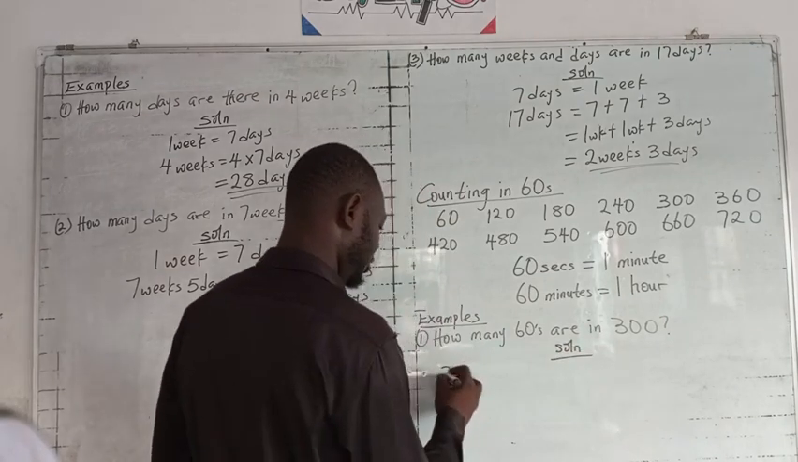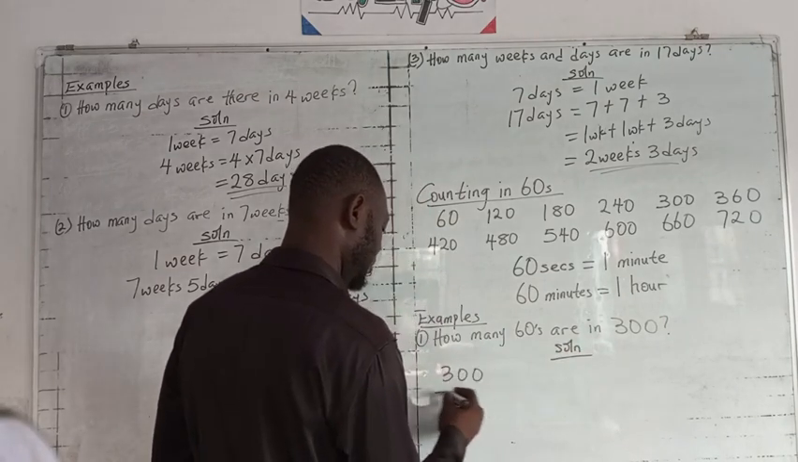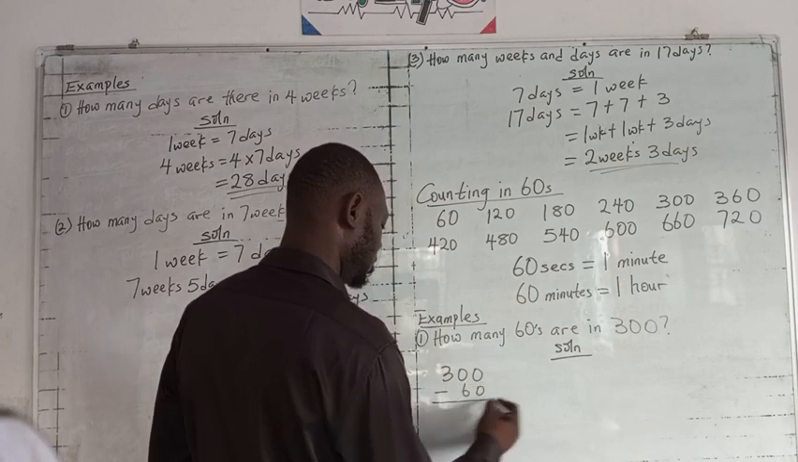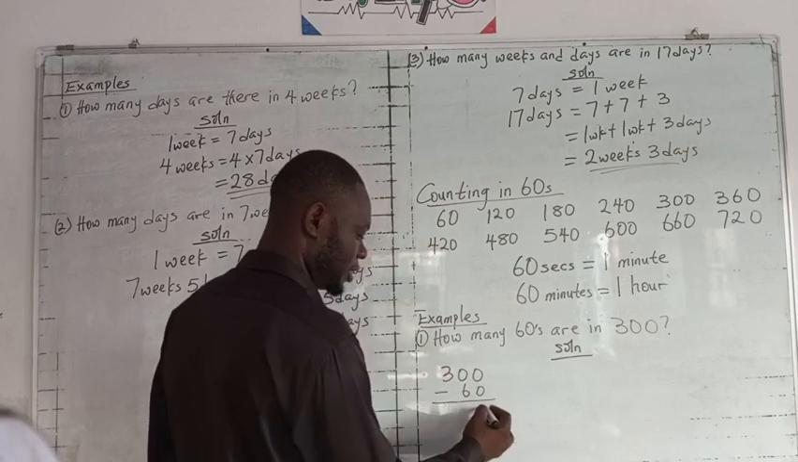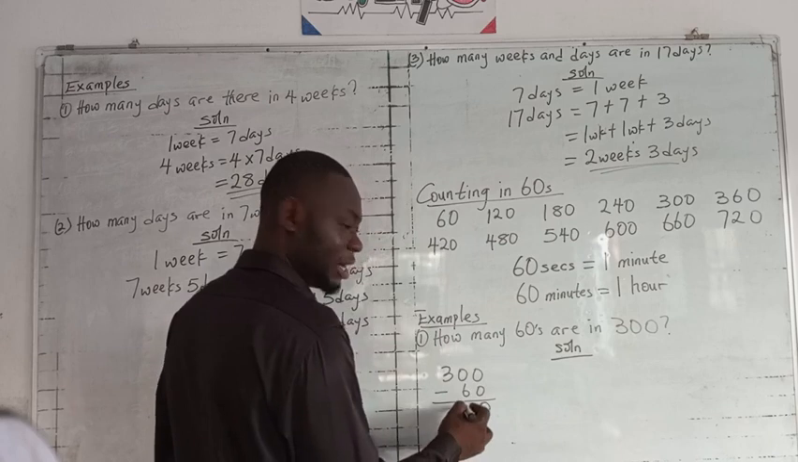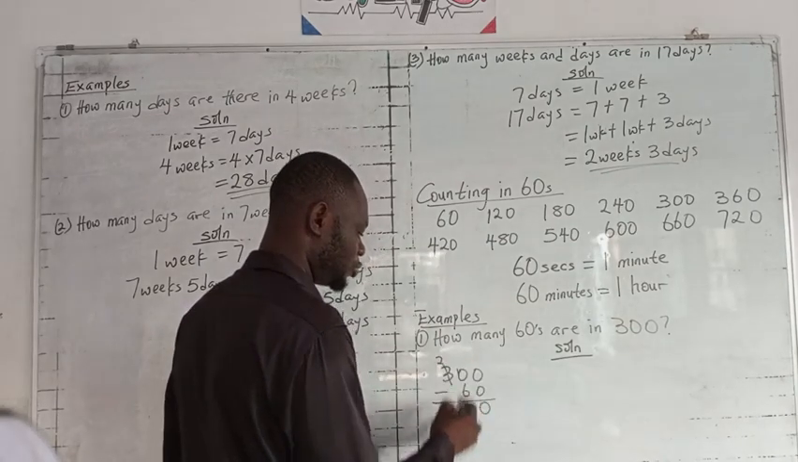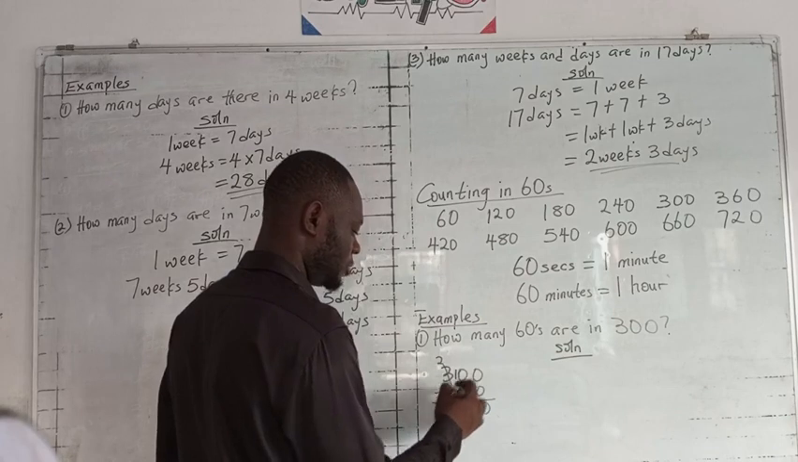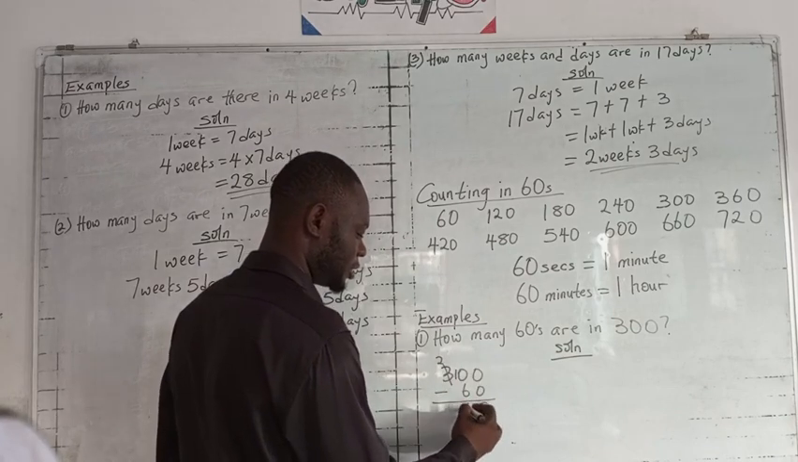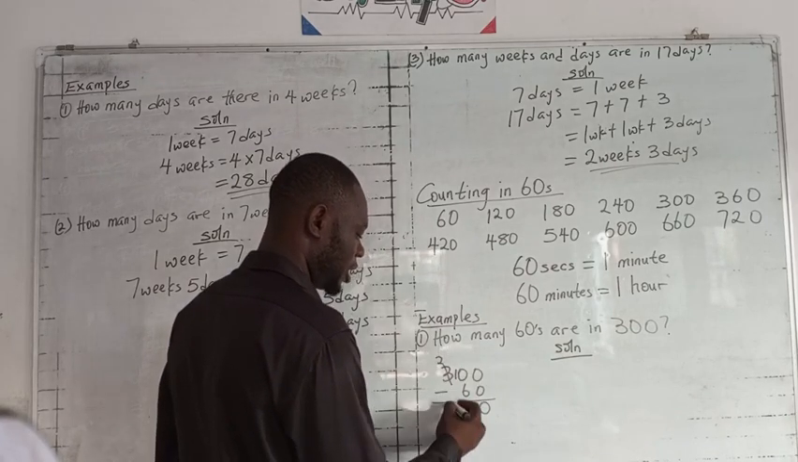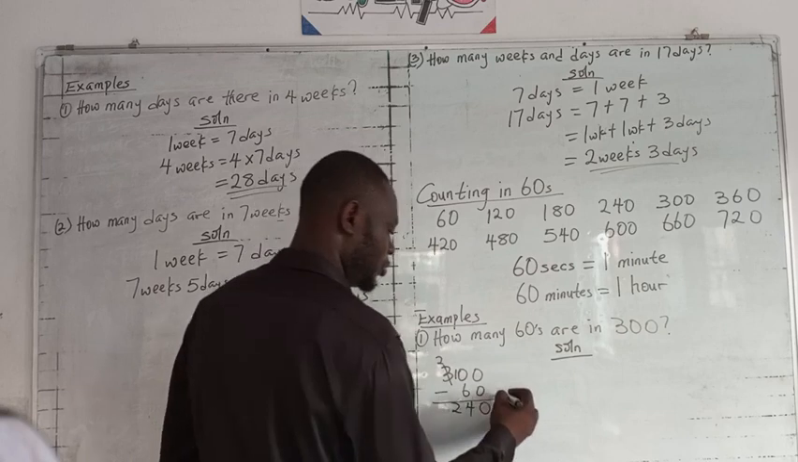So we have 300 minus 60. 0 minus 0, 0. 0 minus 6 cannot go. We borrow 1 from here. 2 remains here. Put 1 here. Becomes 10. 10 minus 6, 4. Bring down 2. Then we go again.